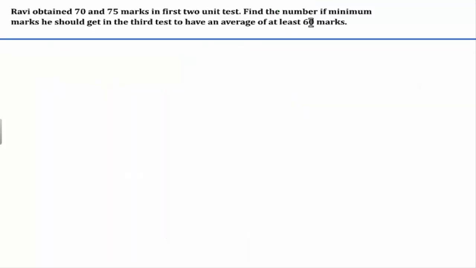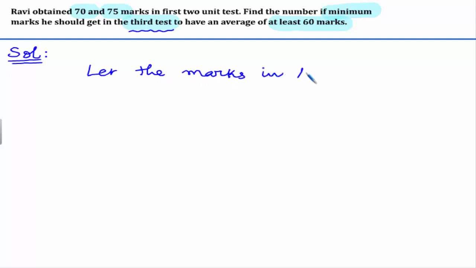In this question, we have to find out the minimum number of marks a student scored in the third test to get the average at least 60 marks, and it is also given to us the marks scored in the first 2 unit tests. Let us see the solution for this now. As we can see, we need to find out the marks in the third test. That means that is an unknown in this. So let us assume the marks in the third test as x.